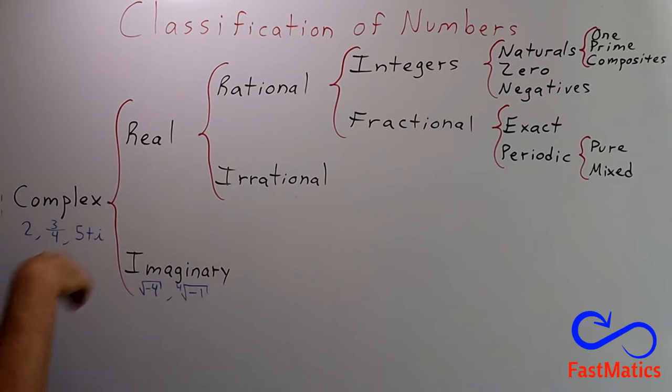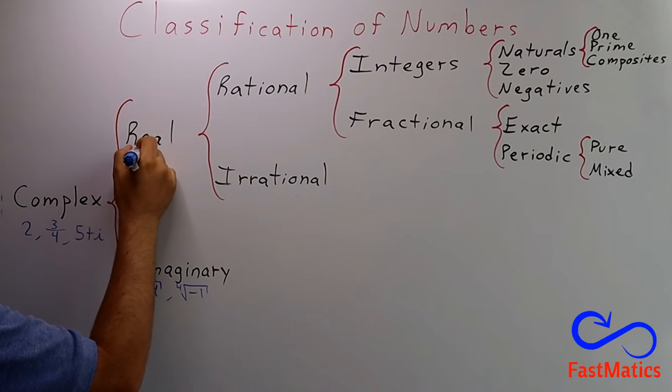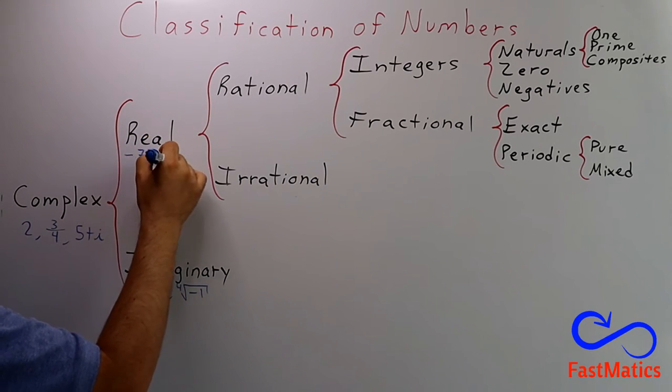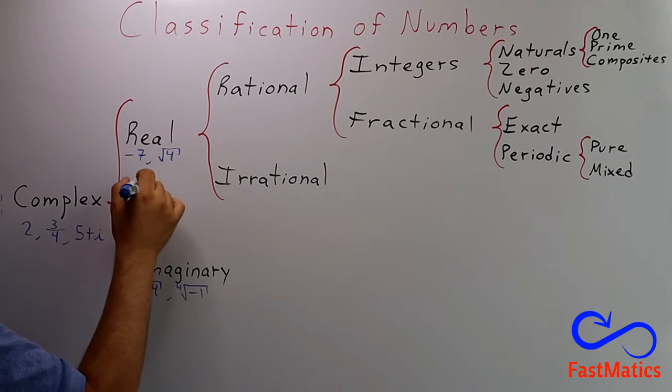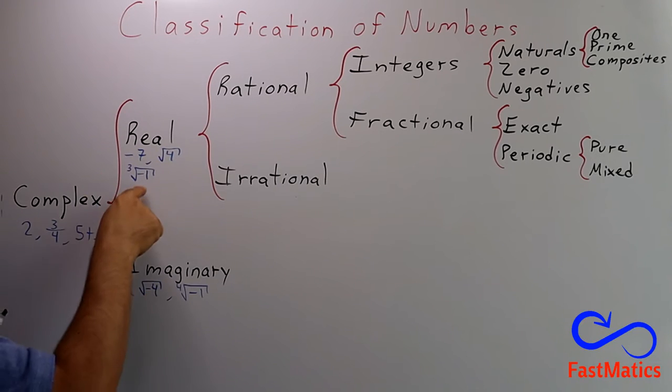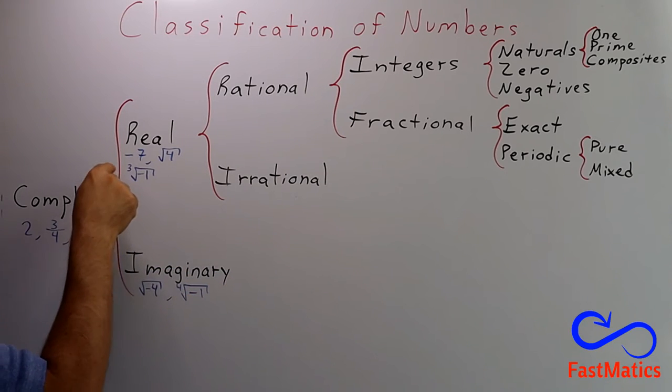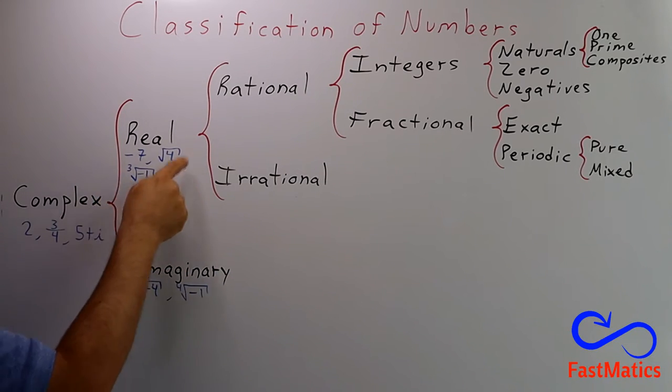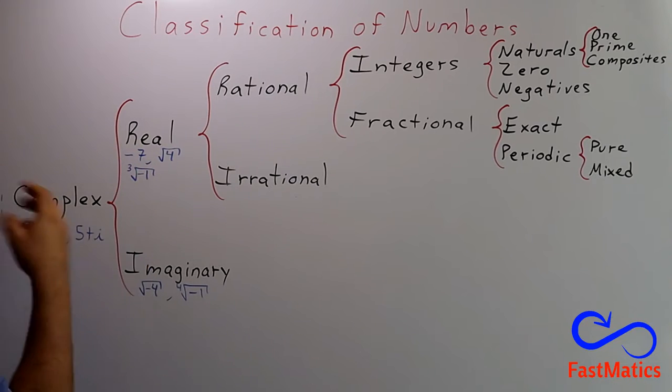Real numbers are all other numbers that are not imaginary. For example, -7, square root of 4, third root of -1 also is a real number, because -1 times -1 times -1 gives you -1. It is possible to calculate it. It is not imaginary. If you have odd roots, you can calculate them, and those are real numbers.